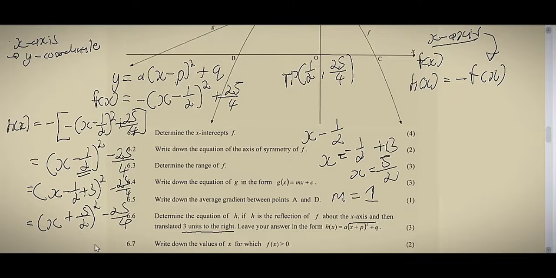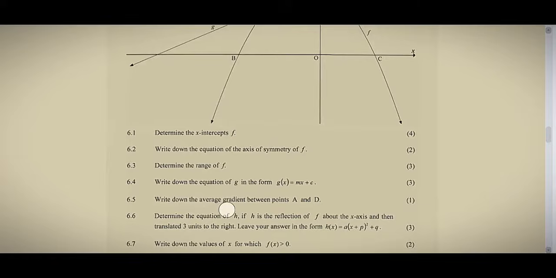Then let's look at 6.7. It says write down the value of x for which f of x is greater than 0. Now with this one, you need to interpret this, understand what f of x greater than 0 actually means. So if you are given this, it is best to interpret it. F of x greater than 0 means where f of x is above the x-axis. So where is the graph of f of x above the x-axis? Now, when we interpret it that way, it becomes easier for us to read it from the graph, right?